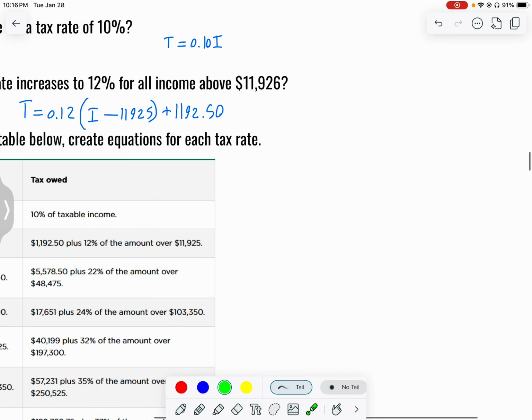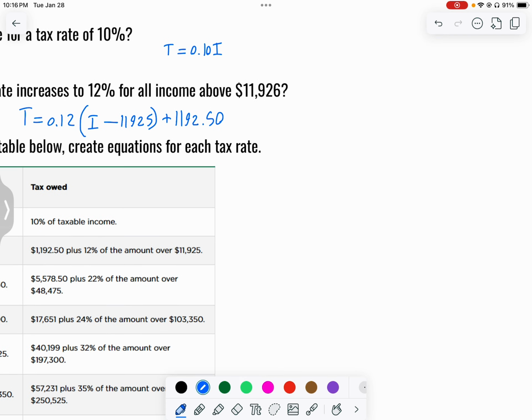Now, using the singles tax rate below, we want to create equations for each tax rate. And let's go ahead and do so. We know these individually. Let's go ahead and put down the first two. Tax is equal to 0.1 times the income. This one, tax is equal to 0.12 times the income minus 11,925 plus 1192.50. All right, that's our second one.